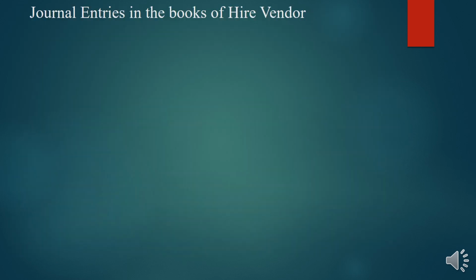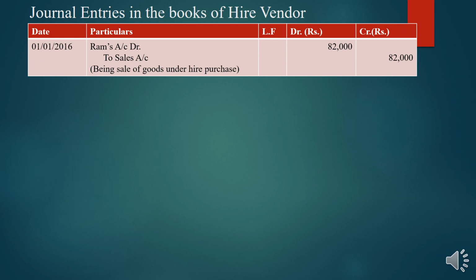Now we are moving to discuss the journal entries in the books of the hire vendor. Till now we were discussing the journal entries in the books of the hire purchaser. Now we are discussing the journal entries in the books of the hire vendor. The first journal entry is for the sale made by the hire vendor. The journal entry is Ram's account debit to sales account. The entire cash price is debited to Ram's account, and the same amount is credited to sales account.